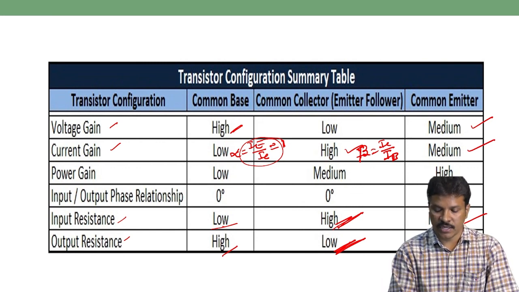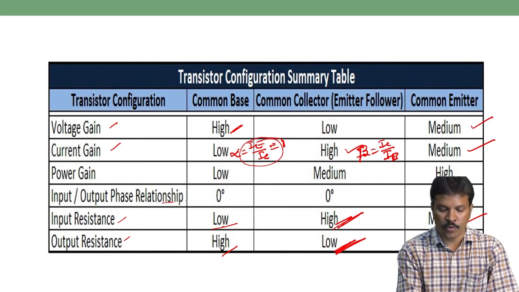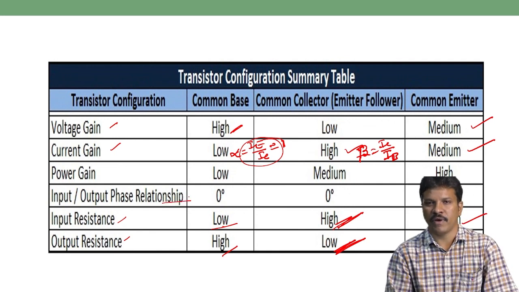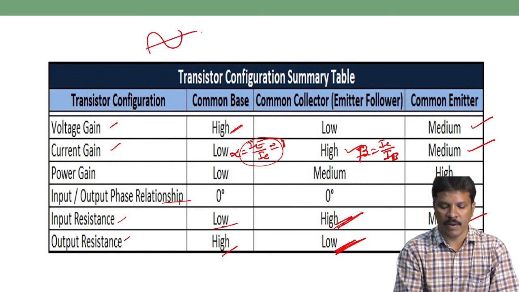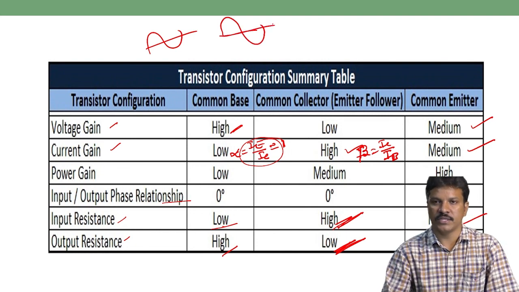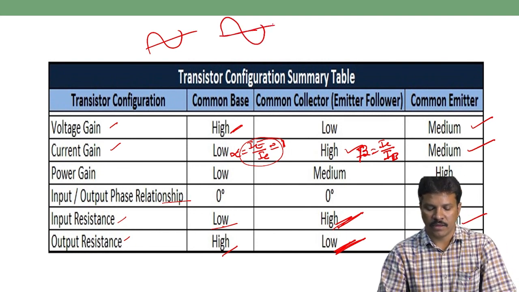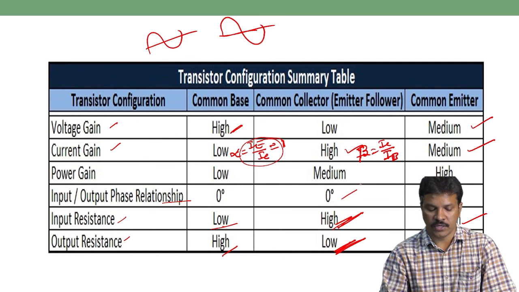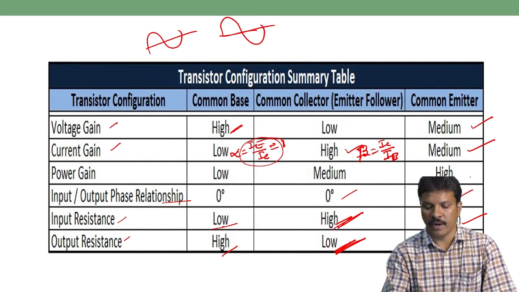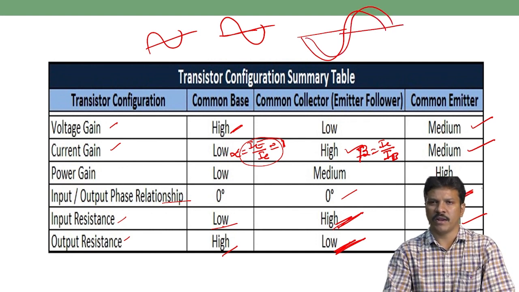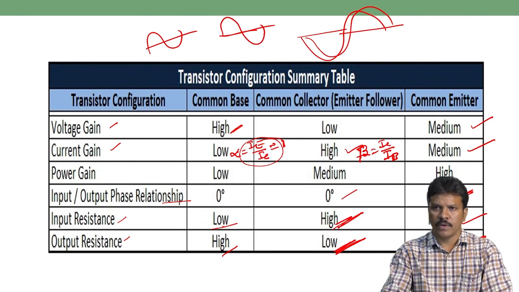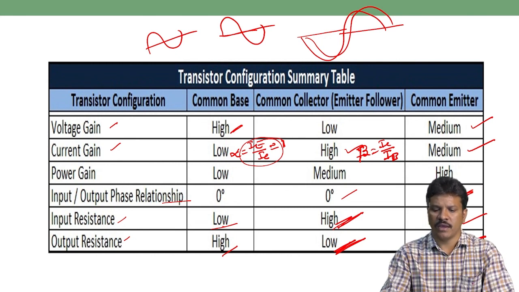And now the relation between input and output signals of the amplifier. Whenever we give a signal to the common base configuration, you get the same signal without any change in phase, zero phase. And here also zero phase. But in a common emitter, you get an amplified signal like this, with a 180-degree phase shift observed in the common emitter configuration. So this is the way.